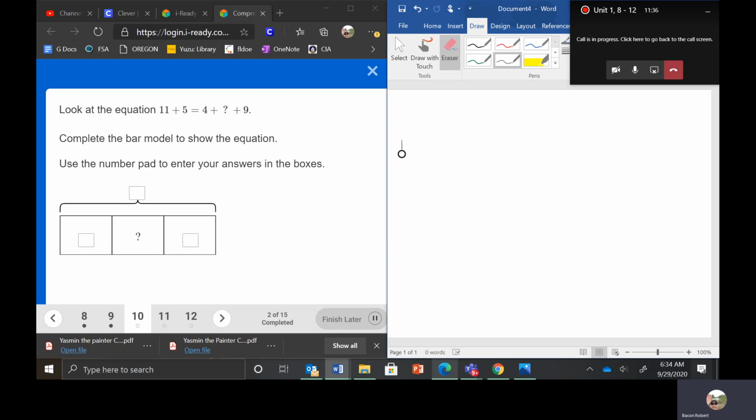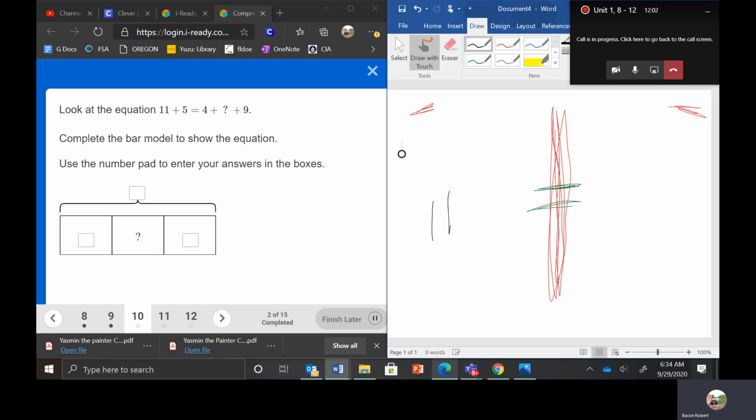11 plus 5 equals 4 plus something plus 9. When you see these problems, you want to remember that whatever you do on this side over here is going to be equal to this side over here. So don't let these throw you. You can do this. You just have to think about the problem.